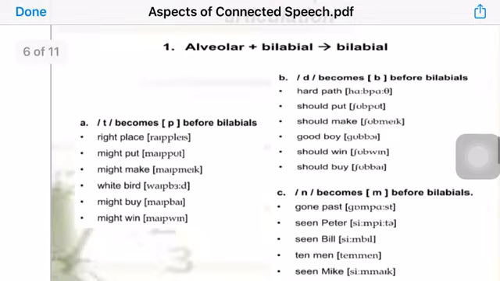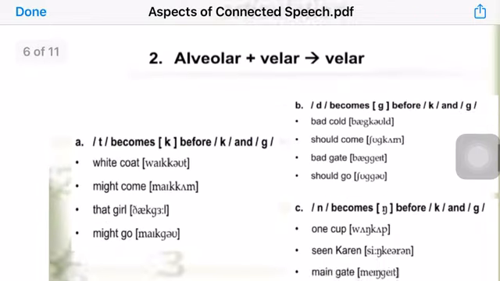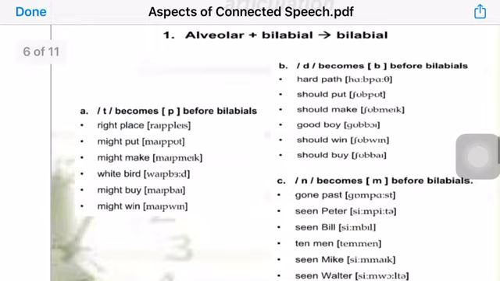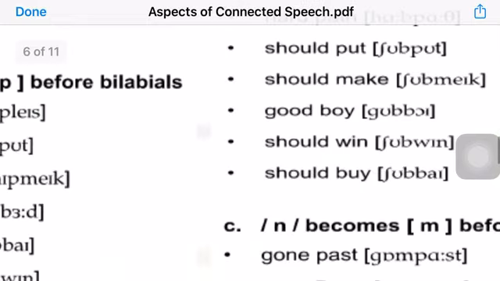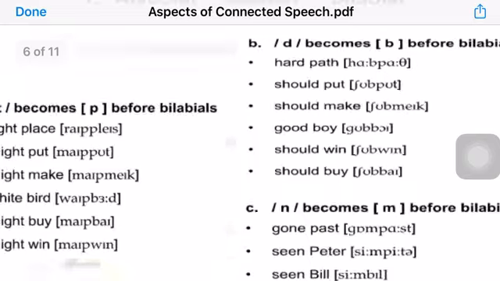And I guess the easiest example would be something like good boy. This one is very common in English. Good boy becomes good boy. You only need to memorize this. I hope that was easy.